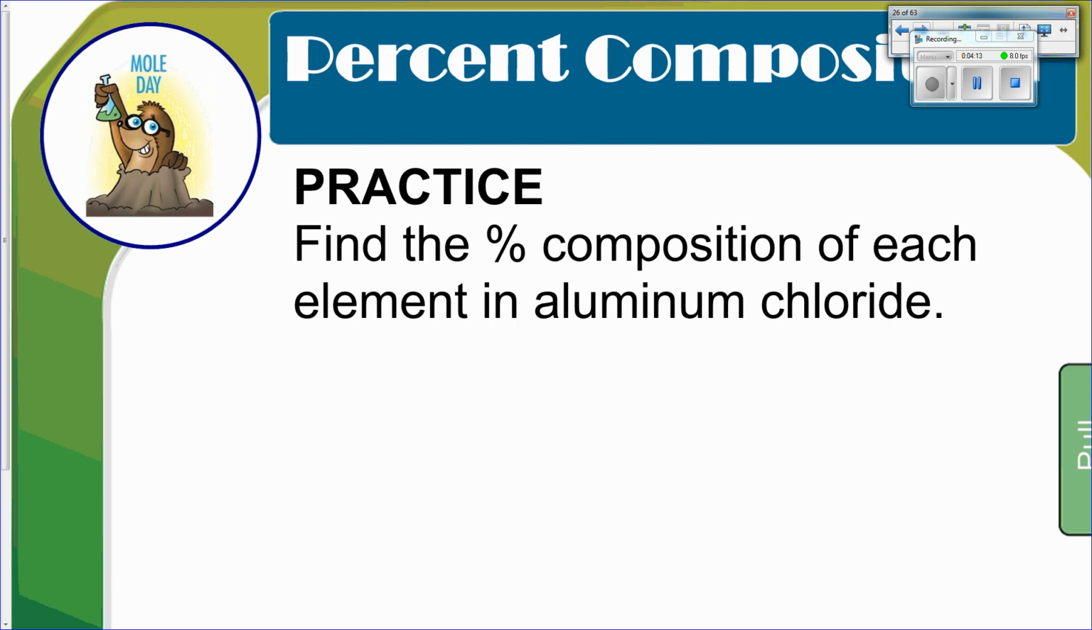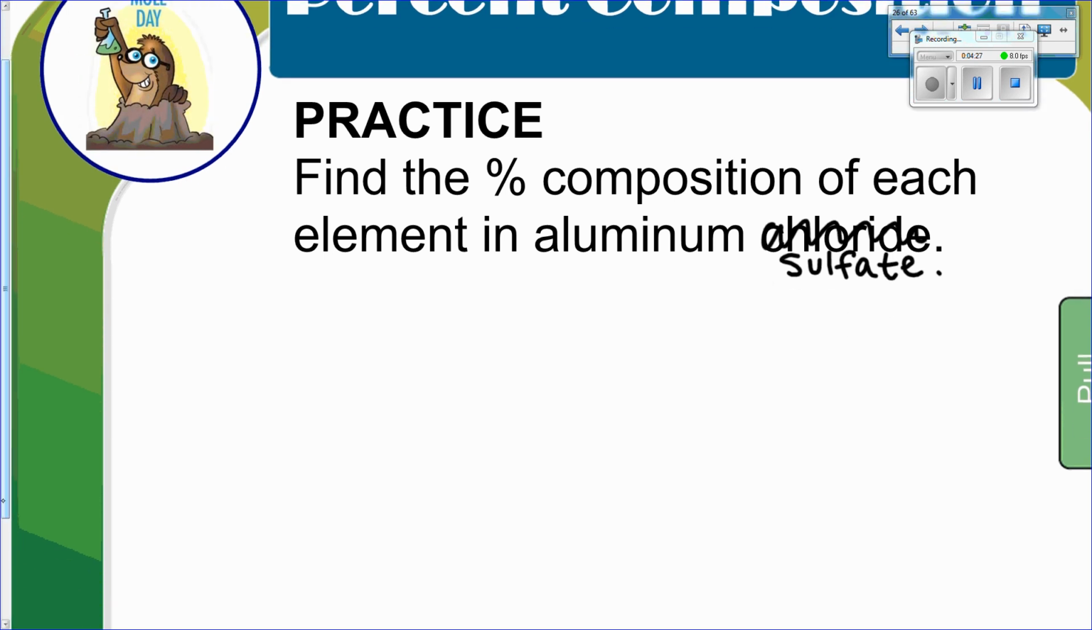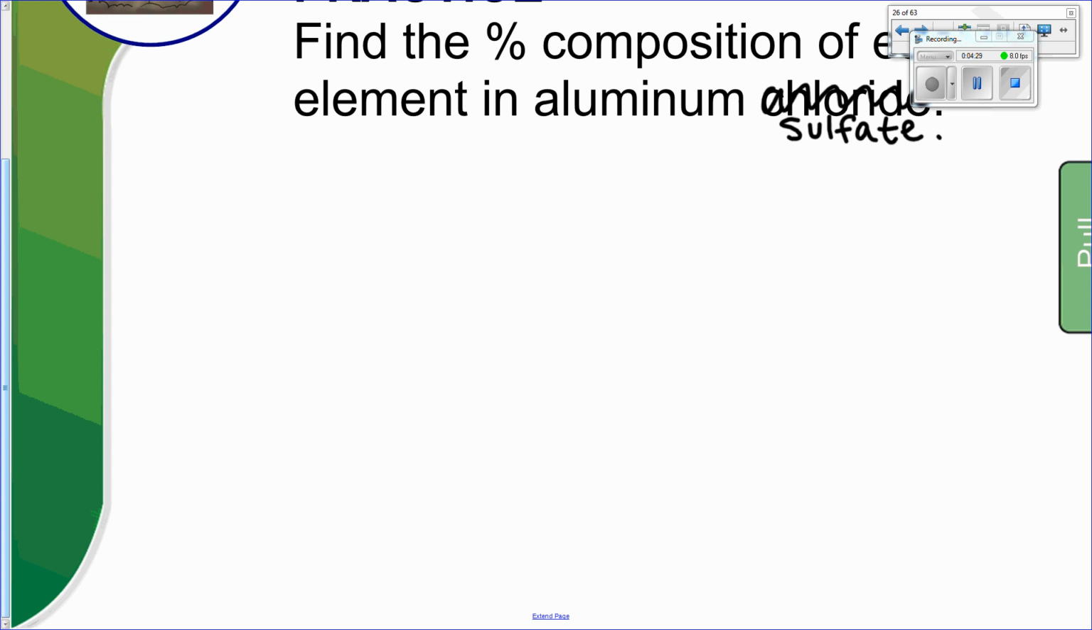This one says, find the percent composition of each element in aluminum sulfide, and I'm going to correct another error here. Let's just make this aluminum sulfate because we want to do one that's a little bit trickier, and aluminum chloride is a little easy. So let's do one that's a little bit harder. A bit of a challenge here. Aluminum sulfate, using your nomenclature, you know to be Al2(SO4)3.